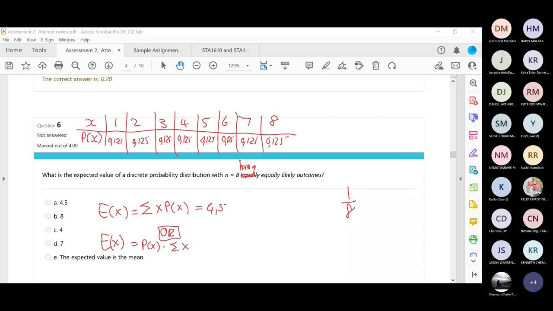If you use the other step, 1 + 2 + 3 + 4 + 5 + 6 + 7 + 8 will give you 36. So you will have 0.125 times 36, which gives you 4.5. Or you can use the first method, the general method that we use, by multiplying your x with its corresponding probability and adding. You will still get the same answer.